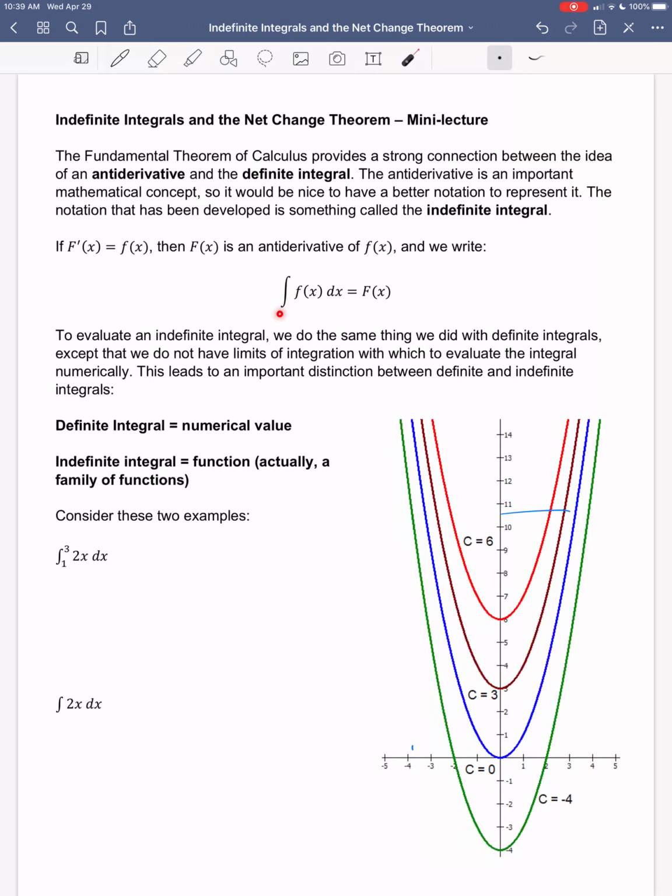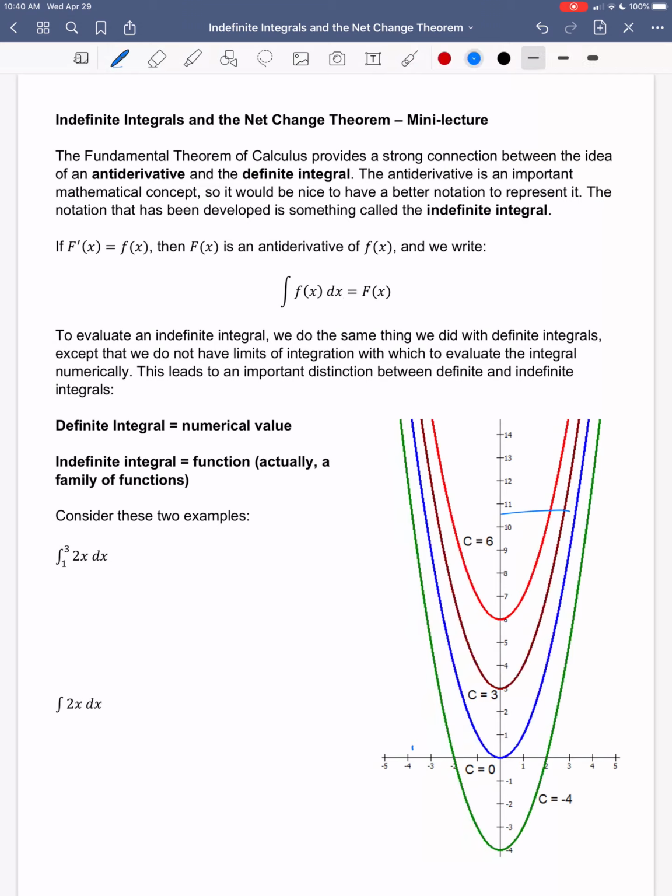Now this is the same notation, of course, we used for a definite integral, but we don't have limits of integration, right? We're not saying the integral from a to b, we're just saying the integral. And that's where it changes from definite, which is over a particular interval, to indefinite, which is not evaluated for a particular interval. So when I take a definite integral, I get a numerical value. The definite integral is a number. An indefinite integral is a function, and actually it's a family of functions, which we'll look at a little bit here.